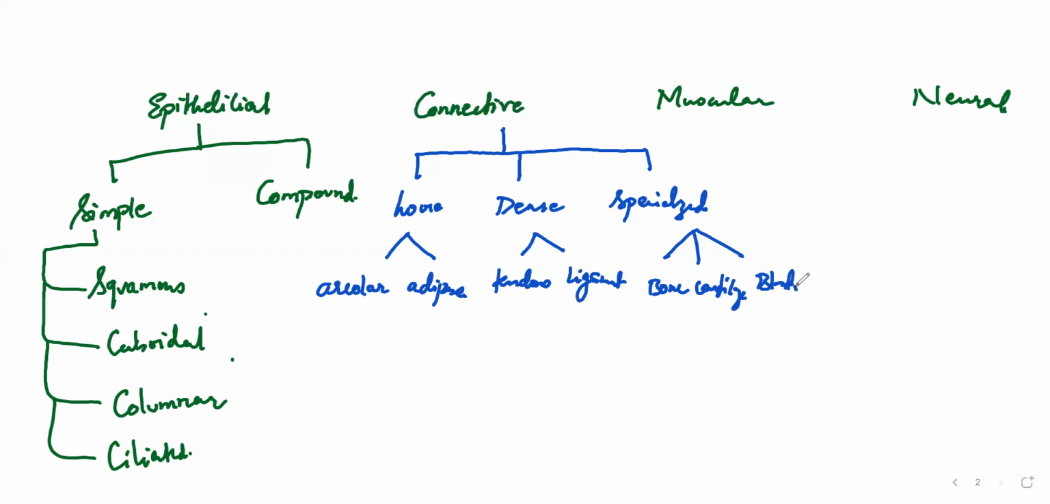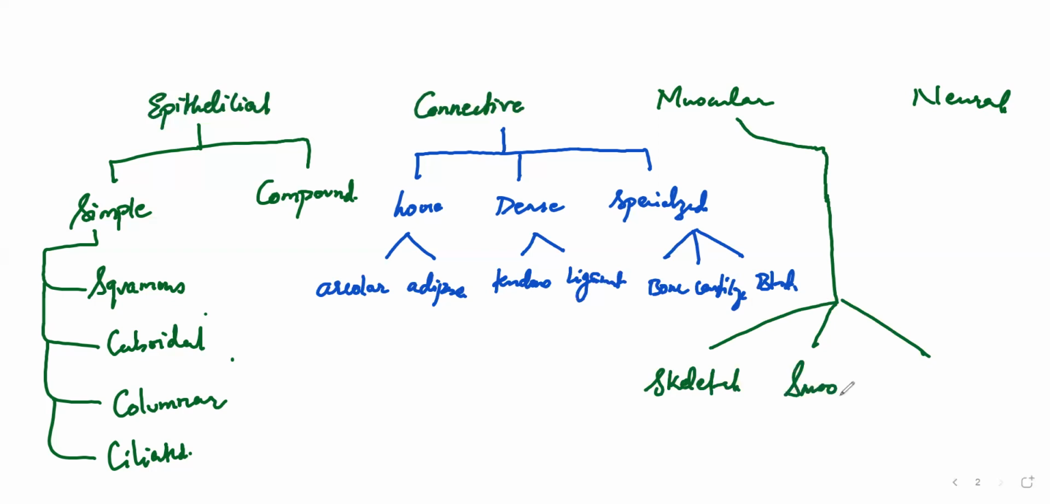Okay, then comes the next one, which is muscular. So in this we have three types. I'll just write it like this down. So it's skeletal, smooth, cardiac. Okay, so this is how the classification of the animal tissues is. And we are going to see about each of the tissues, its features, where it's located and what's the function of the same. So coming to the first one, which is epithelial.